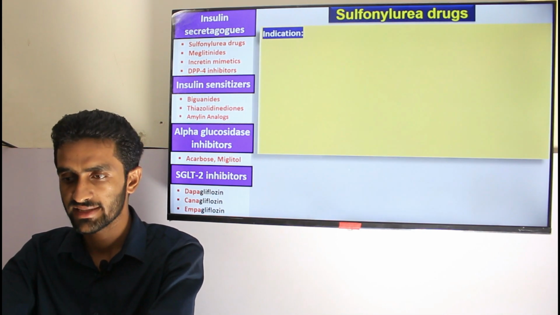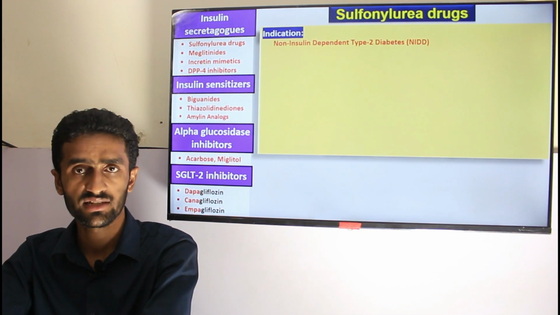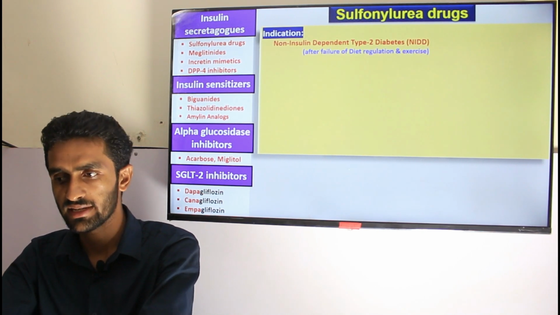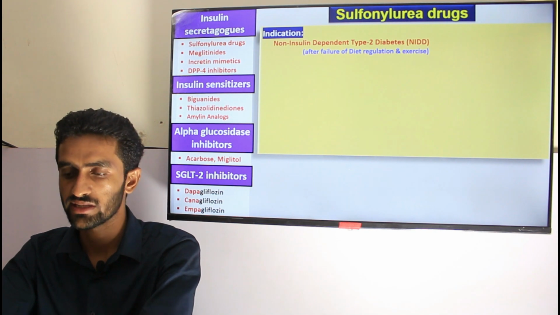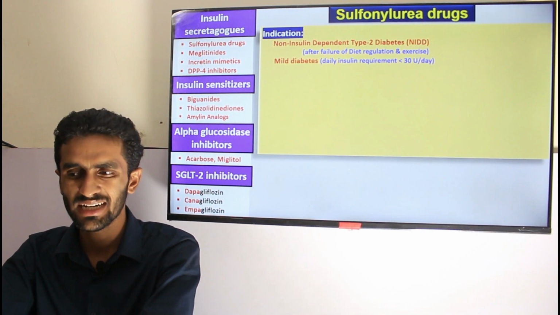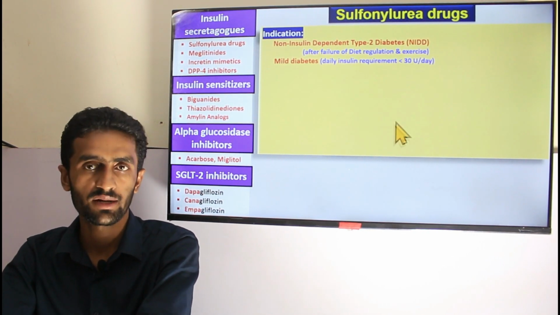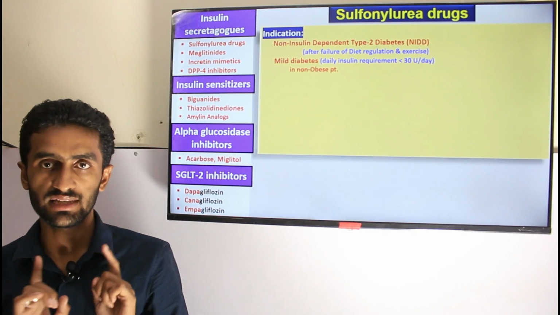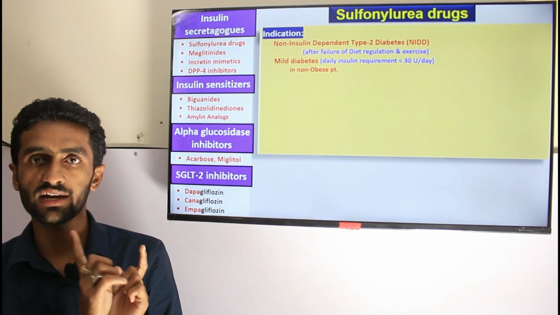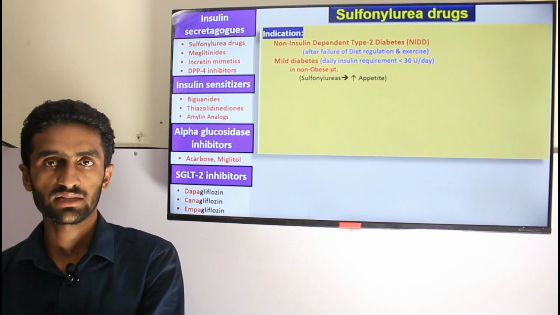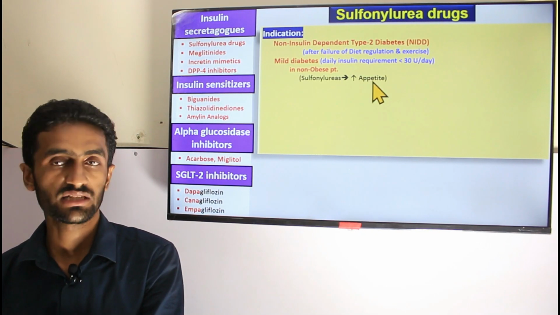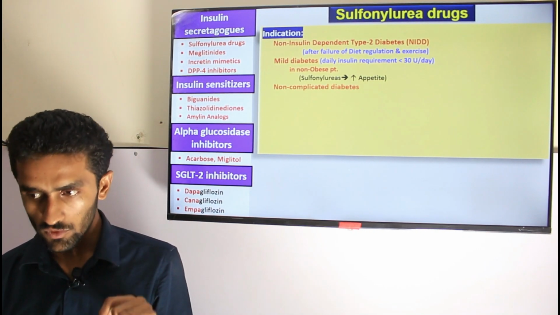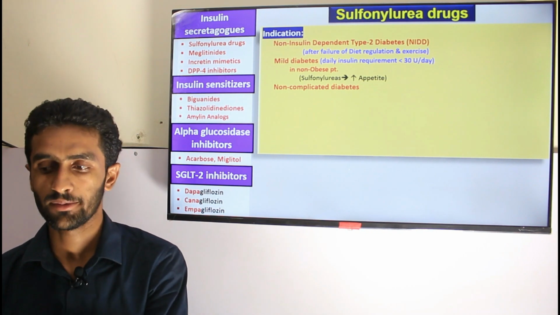So here are some indications for the sulfonylurea. If there is non-insulin dependent type 2 diabetes, okay, after the failure of diet regulation and exercise, you can use the sulfonylurea. And the other indication is mild diabetes, when the insulin requirement is less than 30 units per day. Okay, and especially in the non-obese patient, so it is contraindicated in the obese patient. In the non-obese, because sulfonylurea increases the appetite, they are contraindicated for the obese patient. Okay. So another thing is non-complicated diabetes.